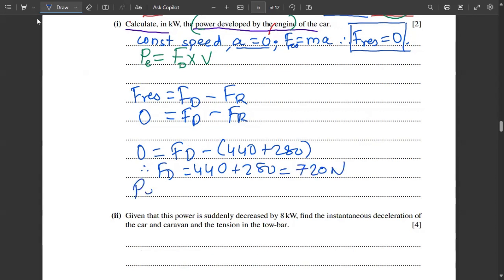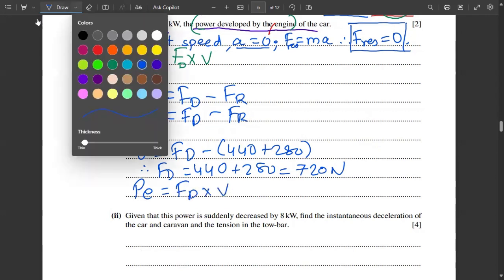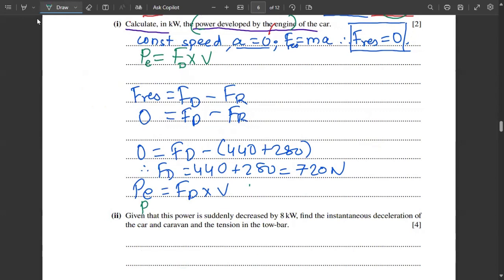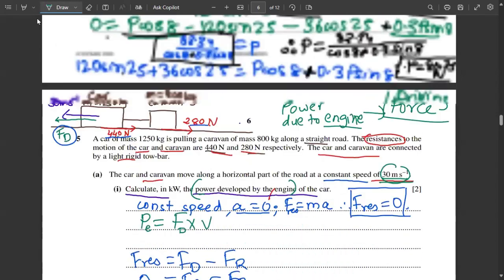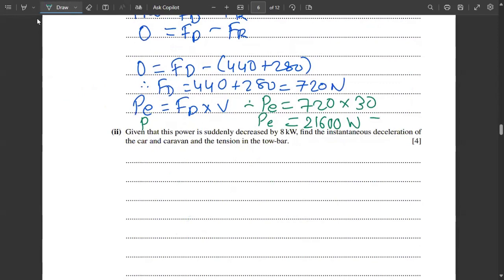Now, we can use the power equals force into velocity formula. Power of the engine we have to calculate. Driving force is 720, velocity is 30, the constant speed of 30. 720 into 30 will be 21600 watt. Now, have they asked kilowatt or something? Yes, they have calculated in kilowatt. So 21.6 kilowatt, because one kilowatt is 1,000 watt.